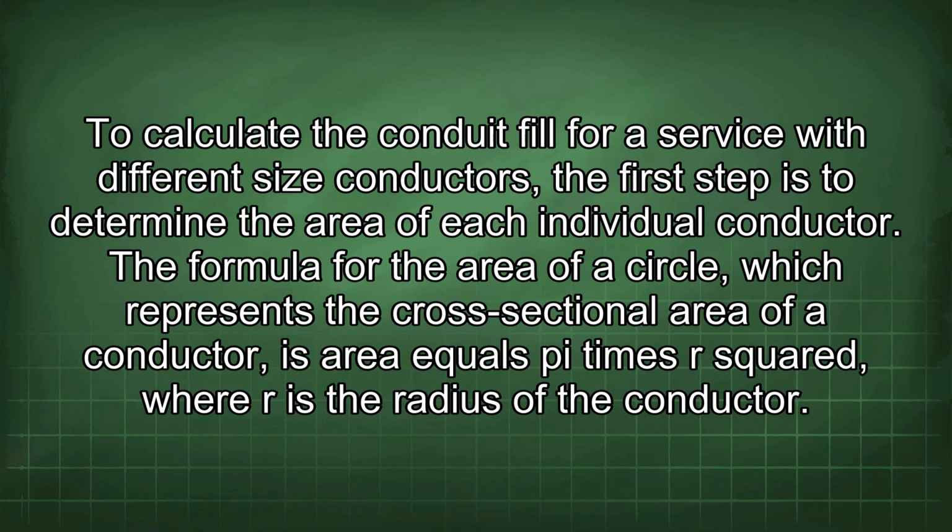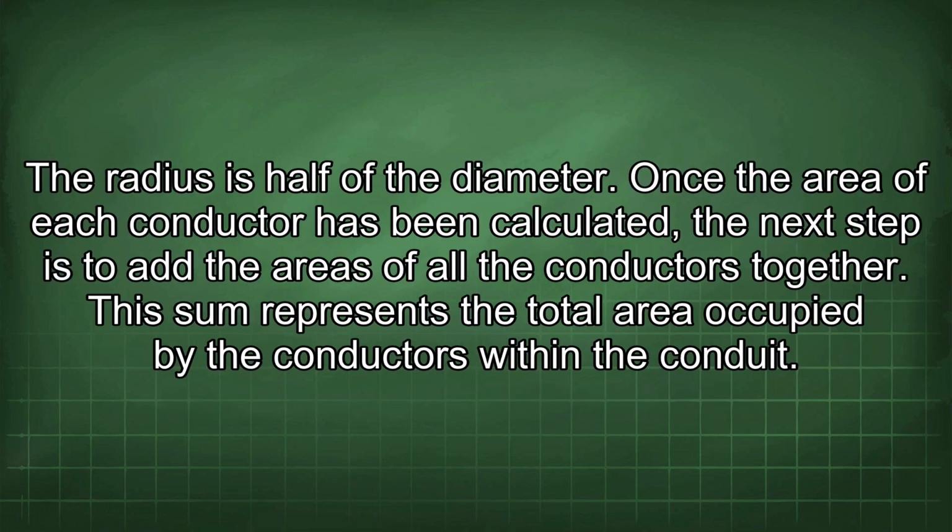To calculate the conduit fill for a service with different size conductors, the first step is to determine the area of each individual conductor. The formula for the area of a circle, which represents the cross-sectional area of a conductor, is area equals pi times r squared, where r is the radius of the conductor. The radius is half of the diameter. Once the area of each conductor has been calculated, the next step is to add the areas of all the conductors together. This sum represents the total area occupied by the conductors within the conduit.